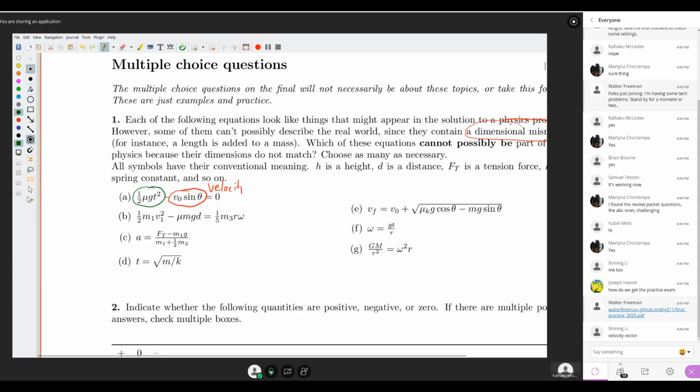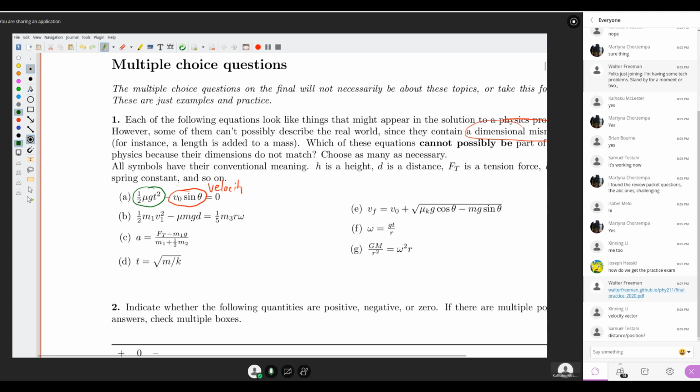What is this? 1/2 mu gt squared. So again, is this a distance? Is it a time? Is it an acceleration? Is it a force? Yes, it's a distance because you know that 1/2 gt squared is a piece of the position formula in kinematics, and mu is dimensionless. So if you realize that, you can say this is a distance.